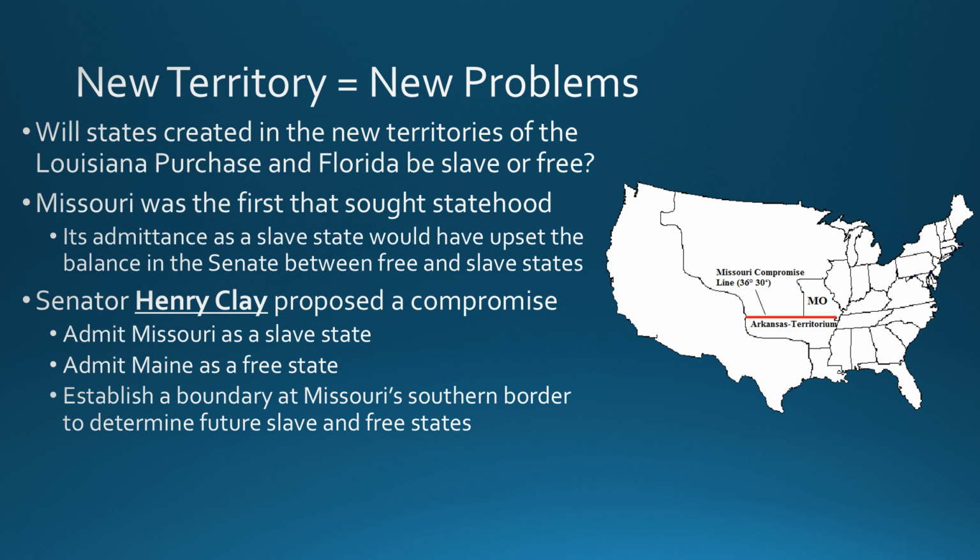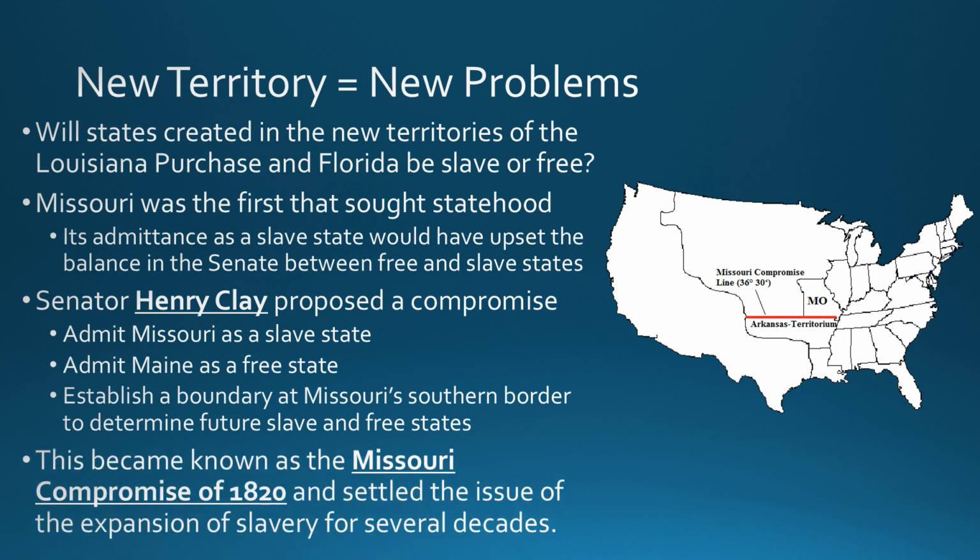Senator Henry Clay is going to propose a compromise. His idea was to admit Missouri as a slave state and Maine as a free state, maintaining the balance in the Senate. To settle the issue for the future, the southern border of Missouri would serve as a boundary to determine future slave and free states. States south of the border, like Florida, would be slave. States north of the border would be free.